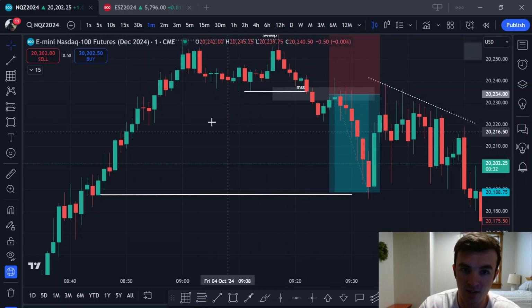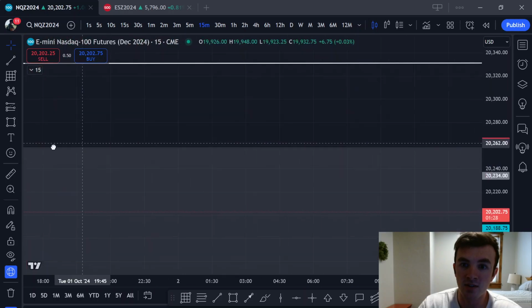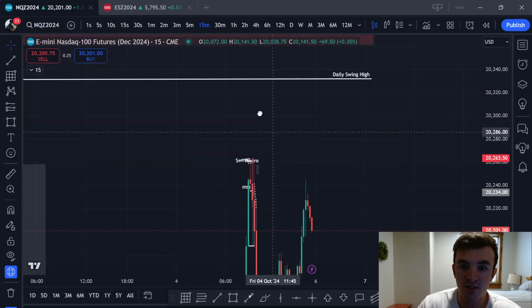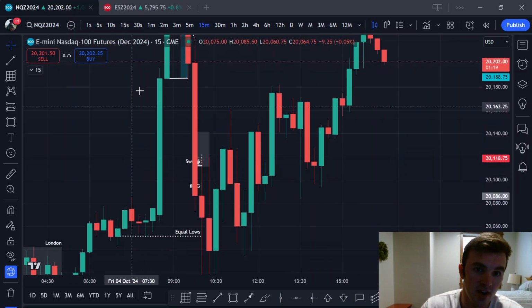But right now, I'm just tapering them, only taking inverse fair value gaps. And how did I know to target that low specifically? Well, you need an obvious draw on liquidity, and there was none. You can see this is a giant fair value gap.